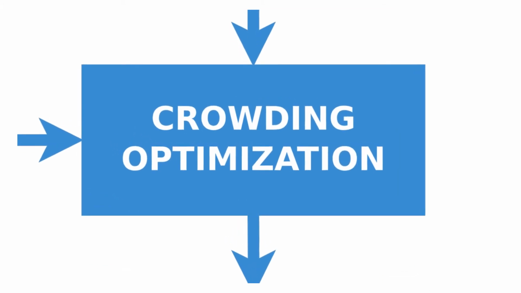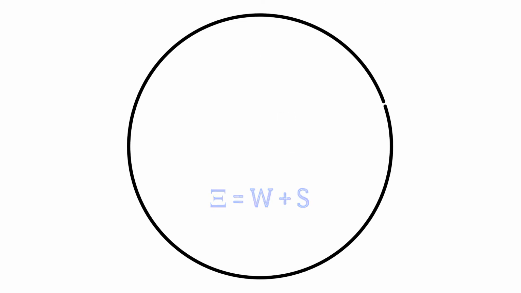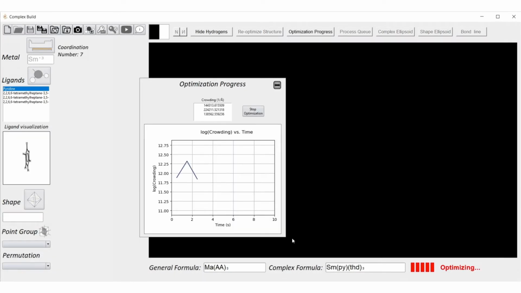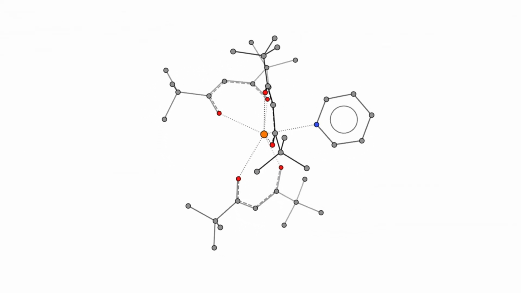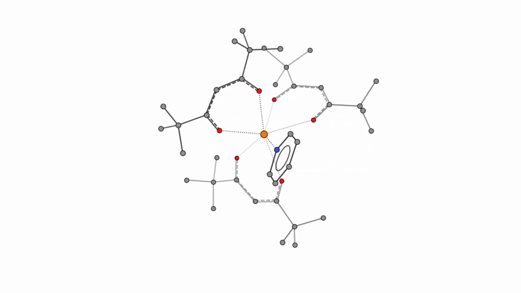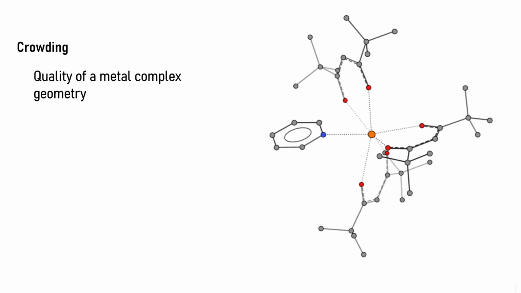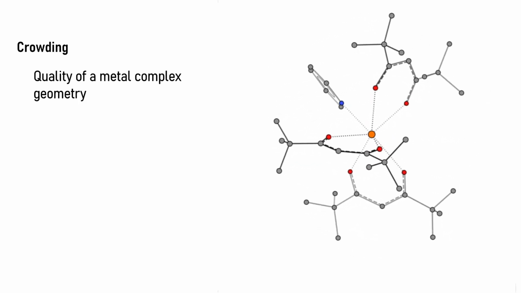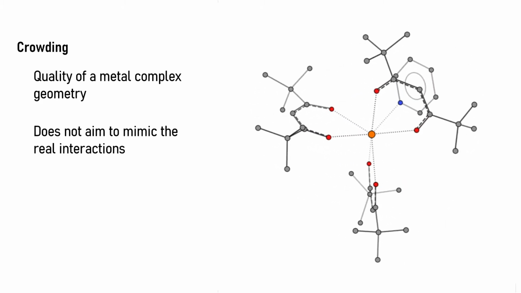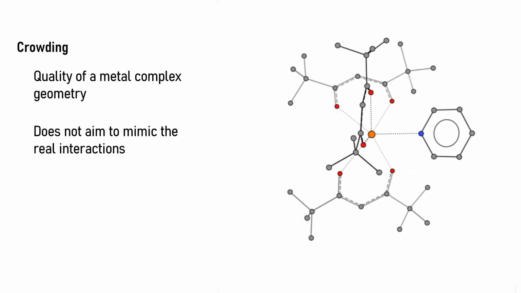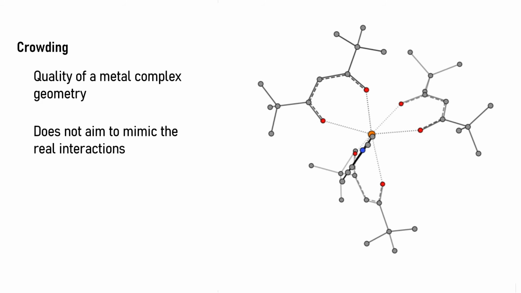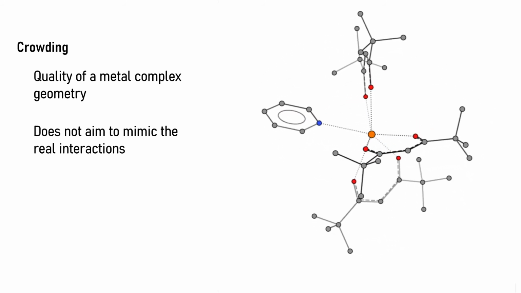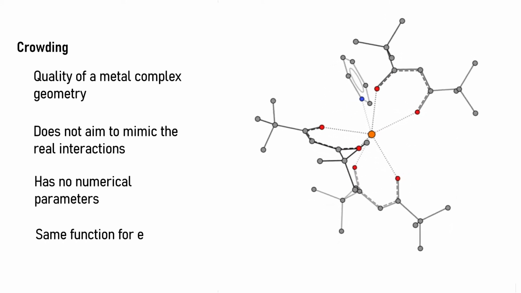This optimization is carried out by minimizing a function we call crowding. Crowding is a quantity that determines the quality of a metallic complex geometry. You can think of it as a very simplified molecular force field, customized to the peculiarities of metallic complexes. However, crowding has 2 main differences from a force field. The first is that it does not aim to mimic the real interactions. Indeed, crowding focuses on obtaining good starting structures for more accurate molecular modeling computational chemistry methods. The second difference is that crowding has no numerical parameters, it is the same function for each and every complex.